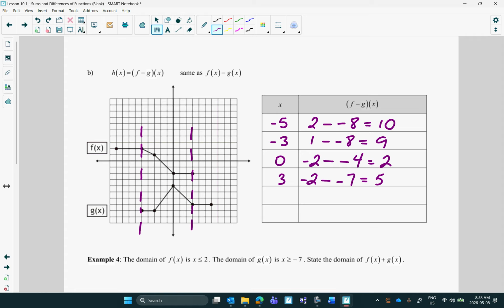Plot those points and connect. So -5, 10, -3, 9, 0, 2, and 3, 5. So it's going to go like this, then down, and then bounce back up a little bit. That's it. Okay, and this is the graph of f of x minus g of x.